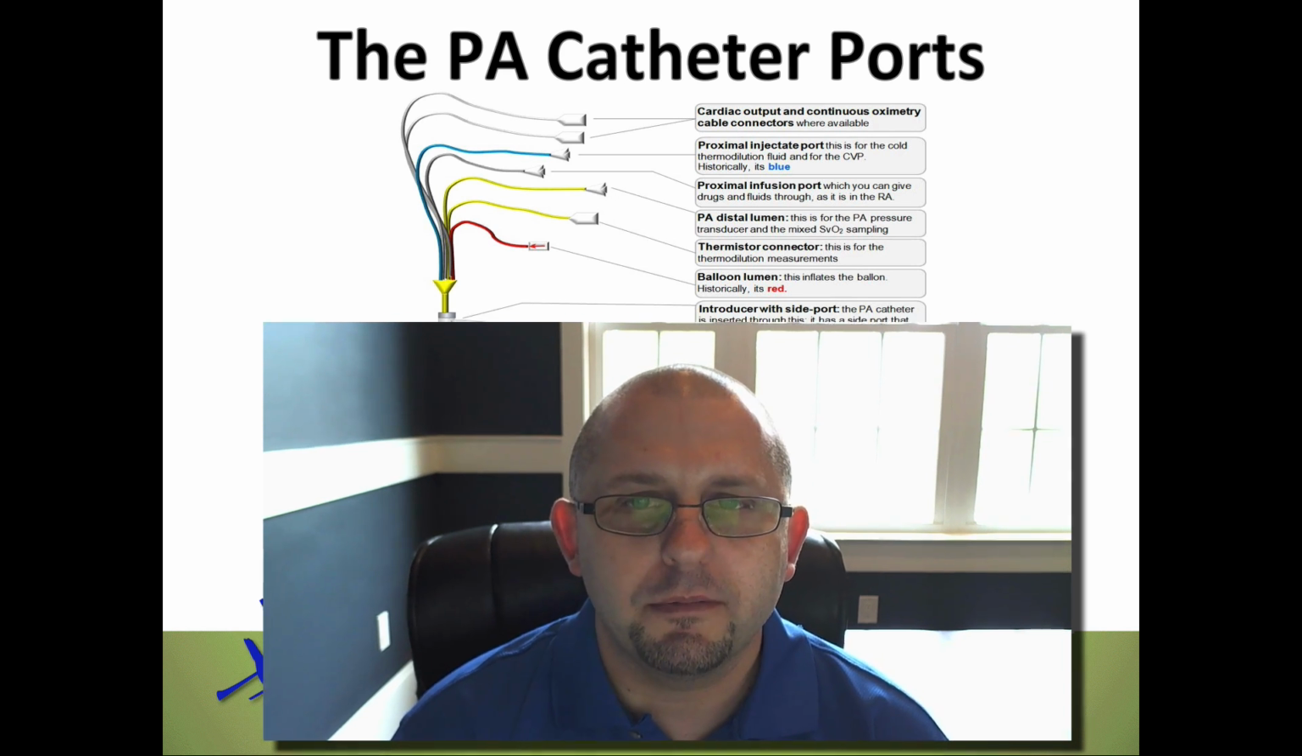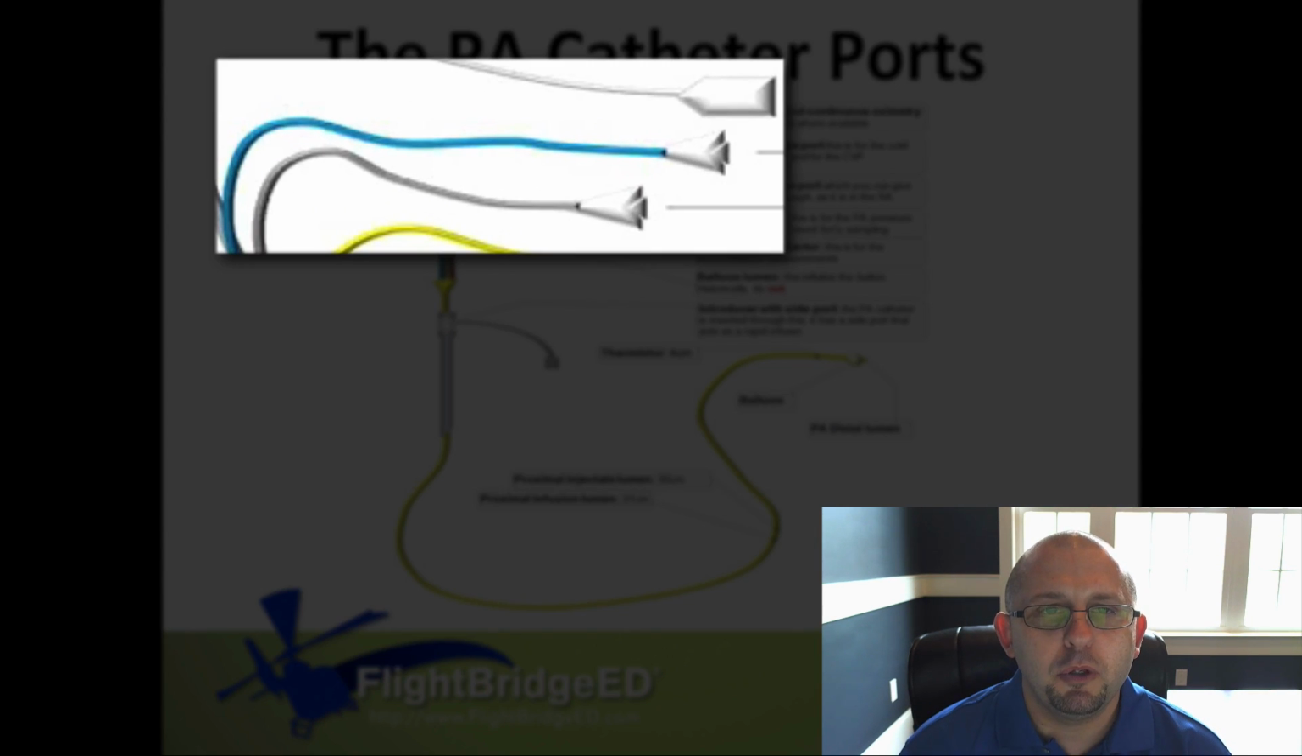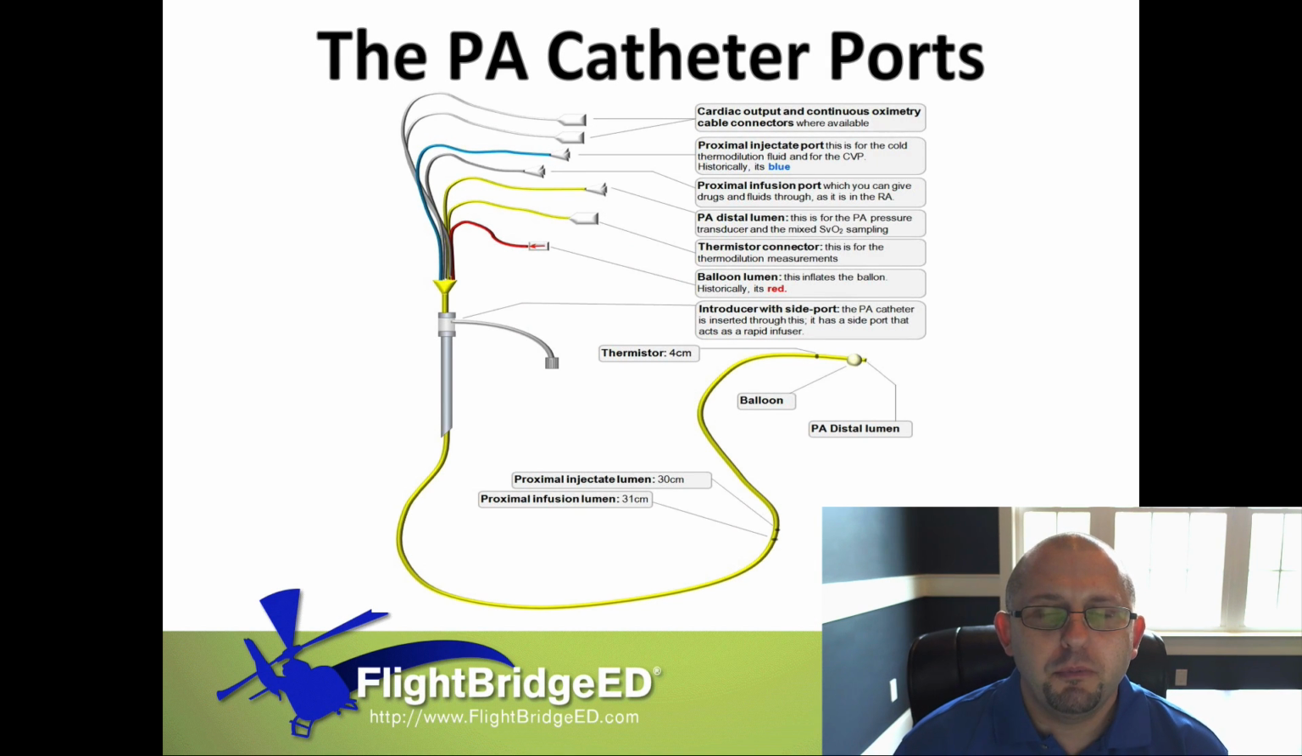The next connection that we will talk about is the number 3 and number 4. So that blue number 3 and then the white one right below that. Those two ports are going into the central circulation as far as the right atrium.